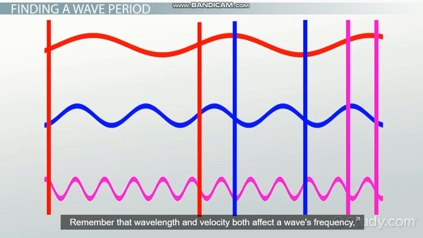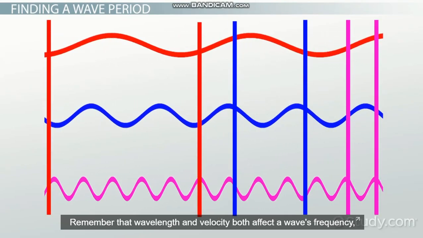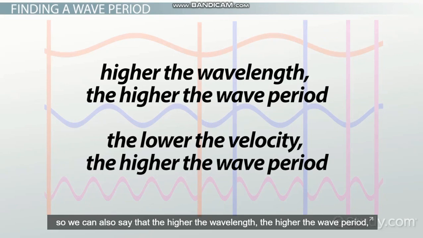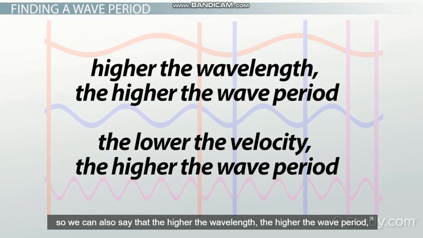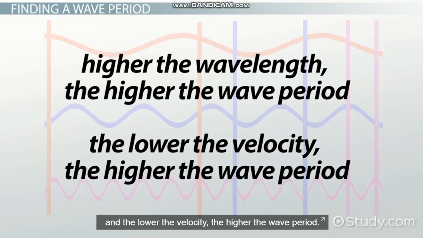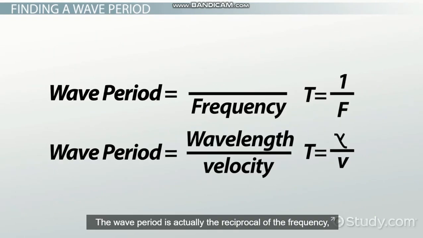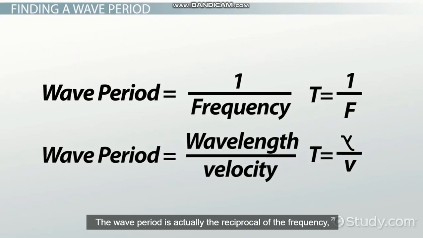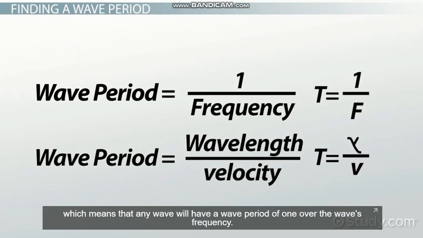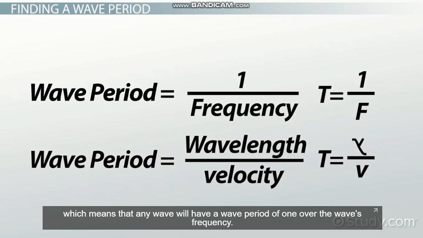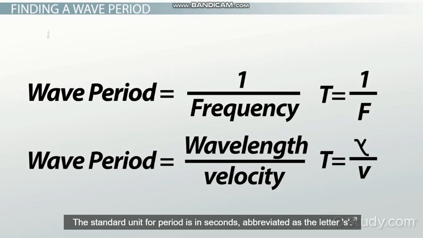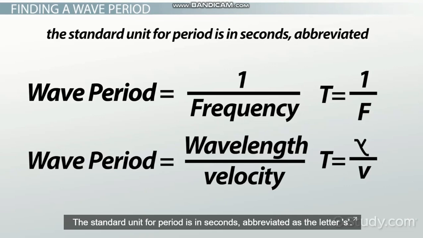Remember that wavelength and velocity both affect a wave's frequency, so we can also say that the higher the wavelength, the higher the wave period, and the lower the velocity, the higher the wave period. The wave period is actually the reciprocal of the frequency, which means that any wave will have a wave period of 1 over the wave's frequency. The standard unit for period is seconds, abbreviated as the letter s.